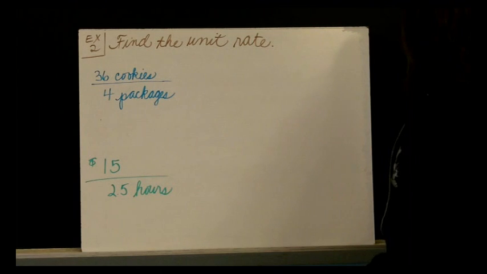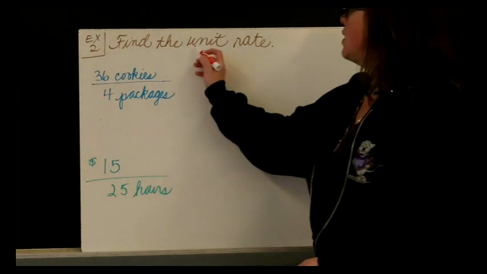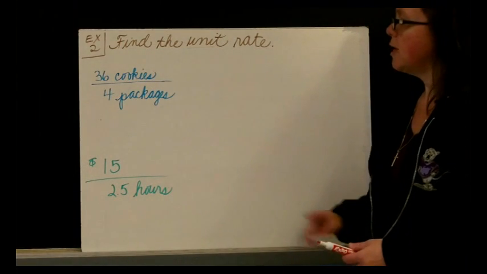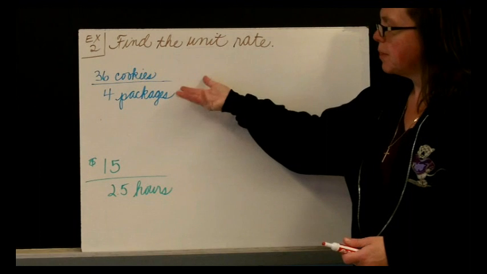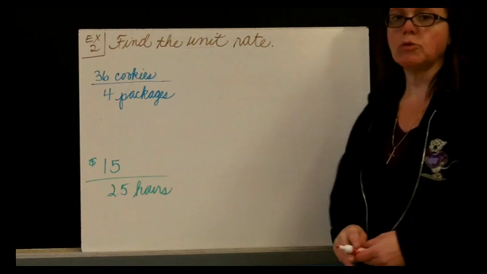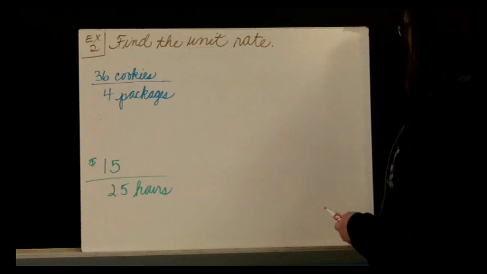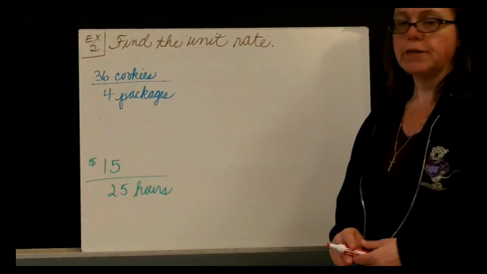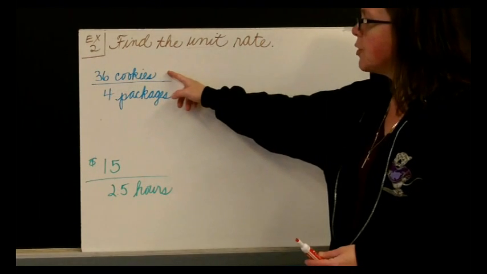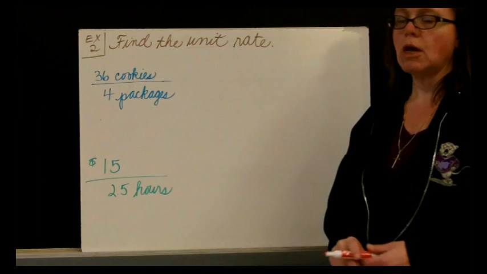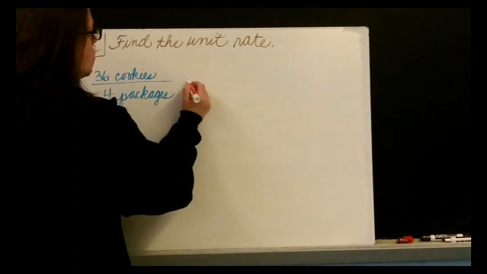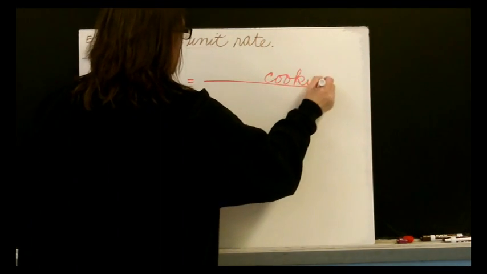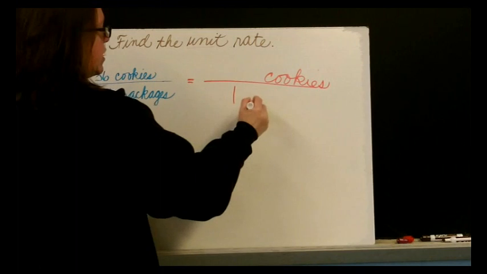Find the unit rate. Unit means UNI means 1. So here we have 2 examples in which we have to convert the ratio that we're given and turn it into what we call a unit rate. If you remember in our definition, unit rate said that the denominator would be 1. Here we find out that there are 36 cookies in 4 packages. So when we talk about our unit rate, we want to know how many cookies there are in only 1 package.